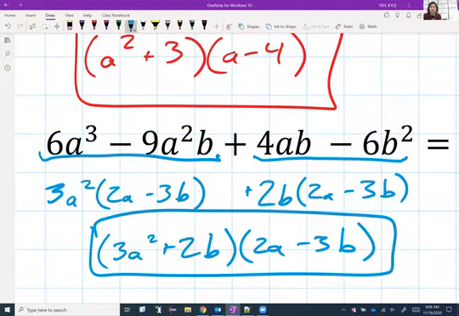All right, so on my screen, you can see in blue my work and my answer for this one. On that first group of 2, I was able to pull out a 3a squared, leaving me with 2a minus 3b. Second group of 2, I was able to pull out a positive 2b, leaving me with that same 2a minus 3b. So my two factors are 3a squared plus 2b, what I pulled out, times 2a minus 3b, whatever was left inside both of them.